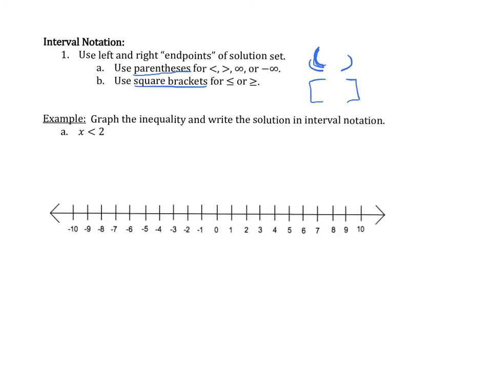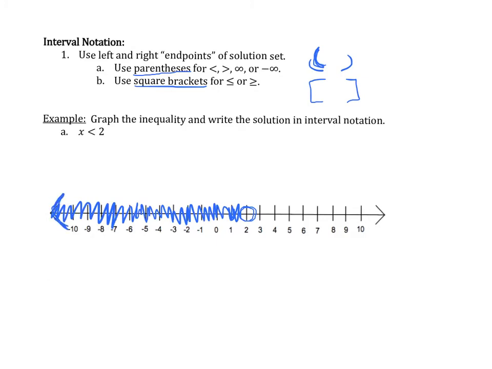Let's look at this first example here. It says graph the inequality and write the solution in interval notation. All right. And my inequality that I'm going to graph is x is less than 2. Notice I don't have that equal sign. So when I plot my point at 2, I'm going to have an open circle. And since I have that open circle there, now I'm ready to shade values that are less than 2, right, or to the left. For instance, 1. 1 is less than 2. So I've got to shade in this direction over here. And so this is where my solution lies, on this side of my number line.